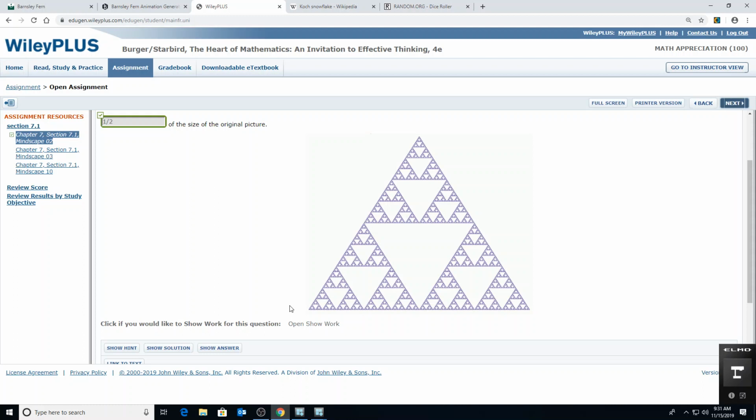When they say how big it is, they're looking at its width. So if you took a ruler and measured this length across the whole Sierpinski triangle and compared it to this length, this sub-figure is 1/2 as long as the whole length. So that's why the answer is 1/2 there.